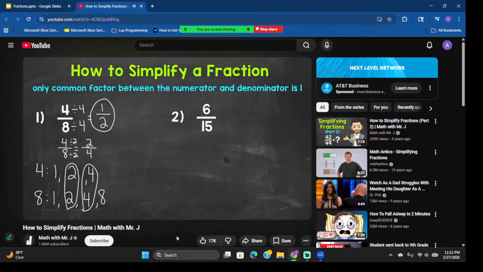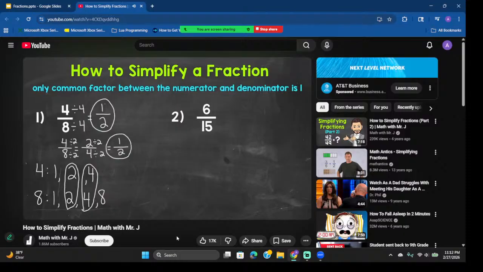But we still have a common factor of 2. So we can divide by 2 again, and we get 2 divided by 2 is 1. 4 divided by 2 is 2. So we get 1/2 that way as well.